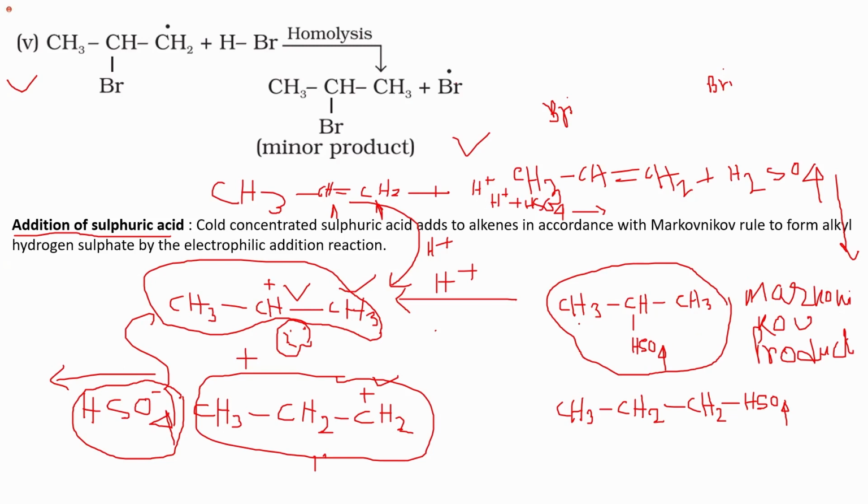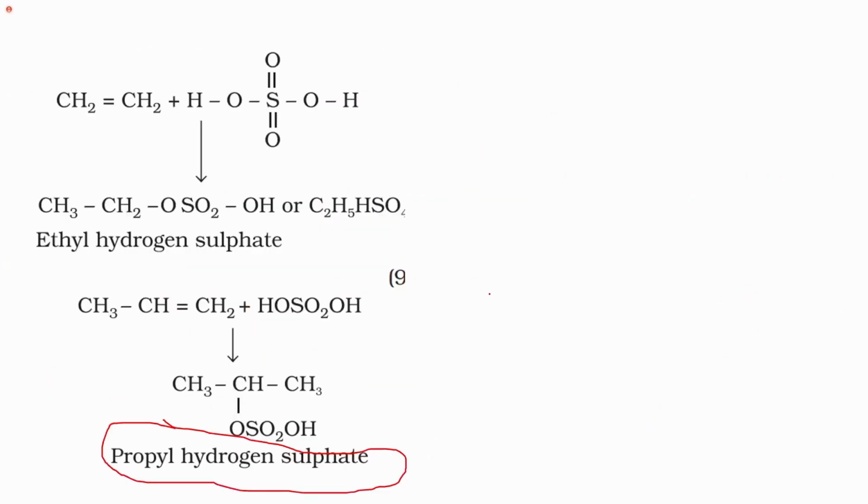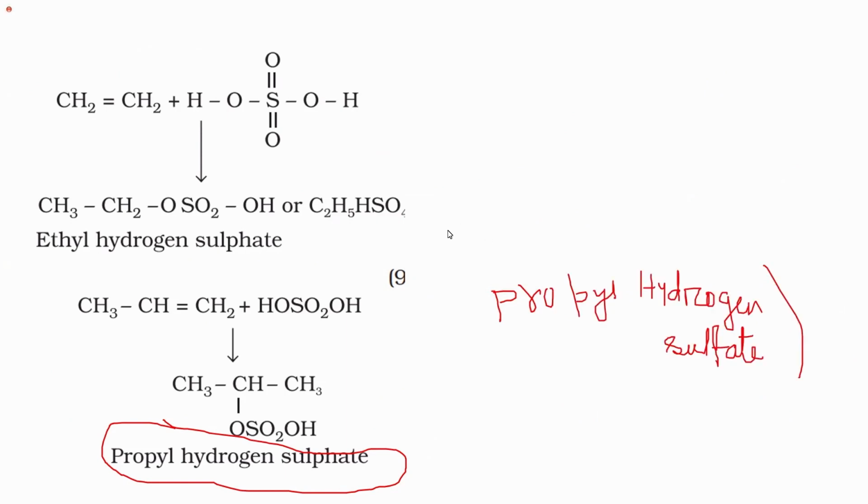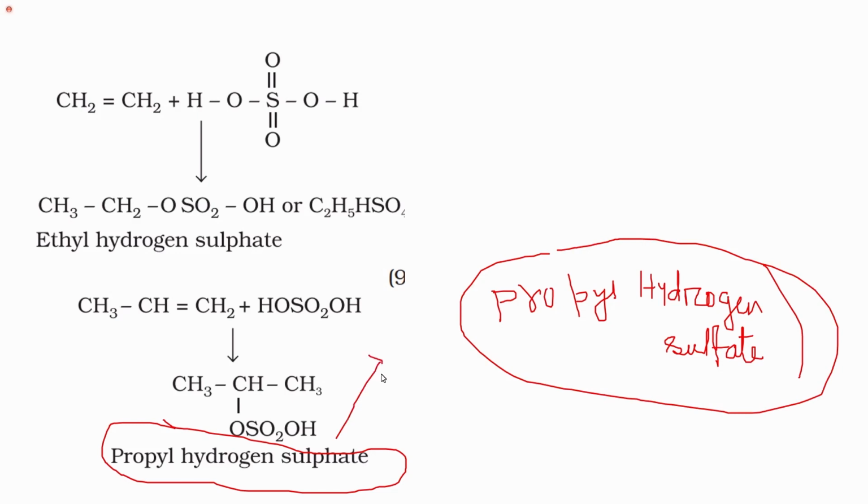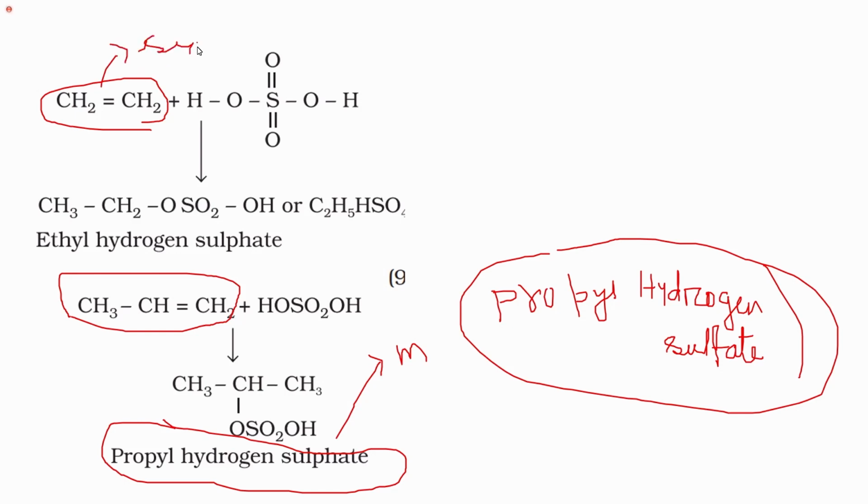So the product name is propyl hydrogen sulfate, and it follows the Markovnikov rule. I have only shown one example with the propene moiety. In your textbook they have shown the ethylene moiety, so there also you can correlate. There is no such question of whether it adds to this carbon or that carbon, because ethylene is a symmetrical alkene, so there will be no such problem. Wherever you want, you can add to that carbon center. This is a symmetrical alkene, but propene is an unsymmetrical alkene.